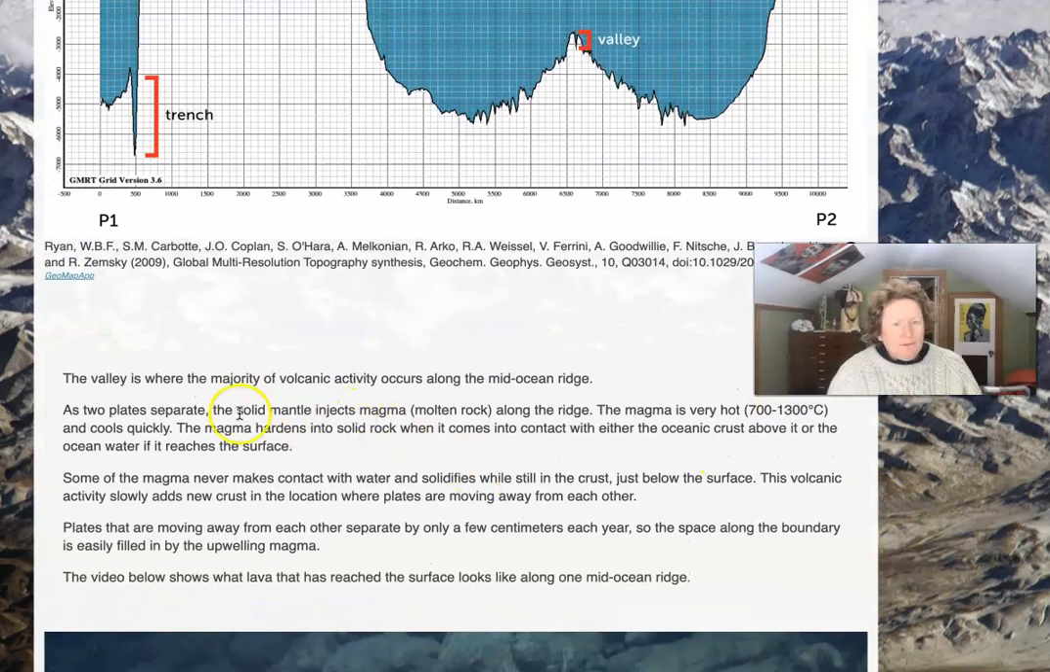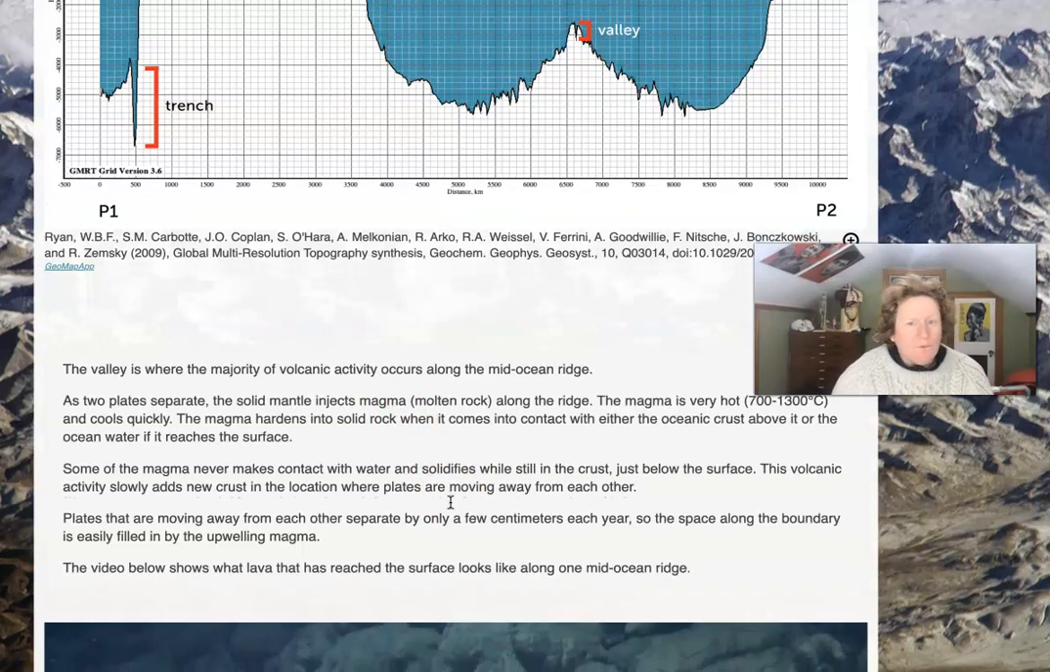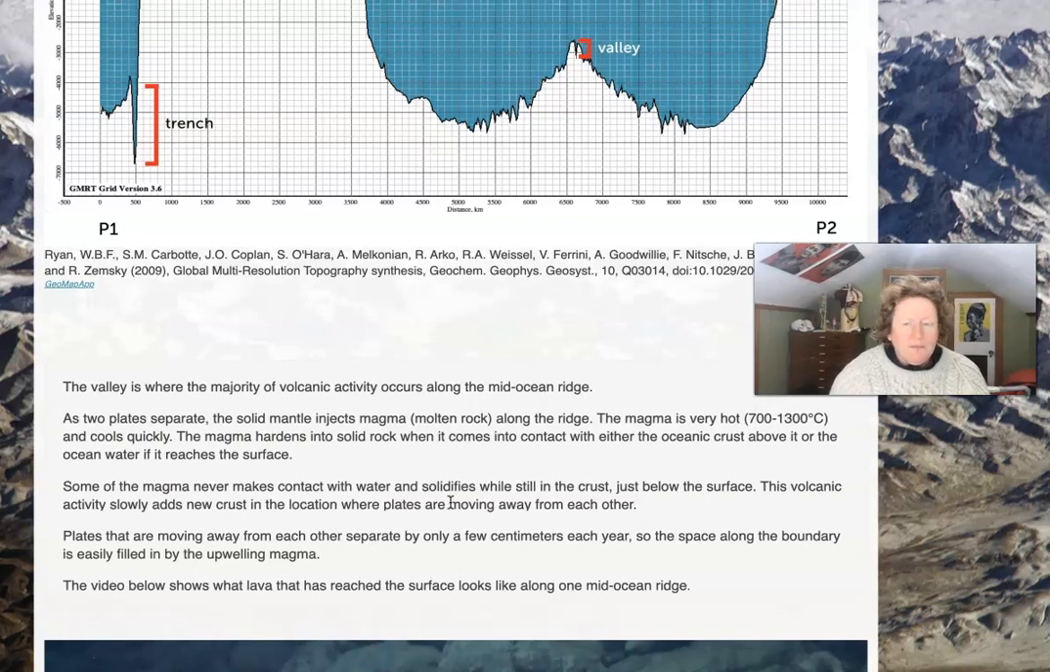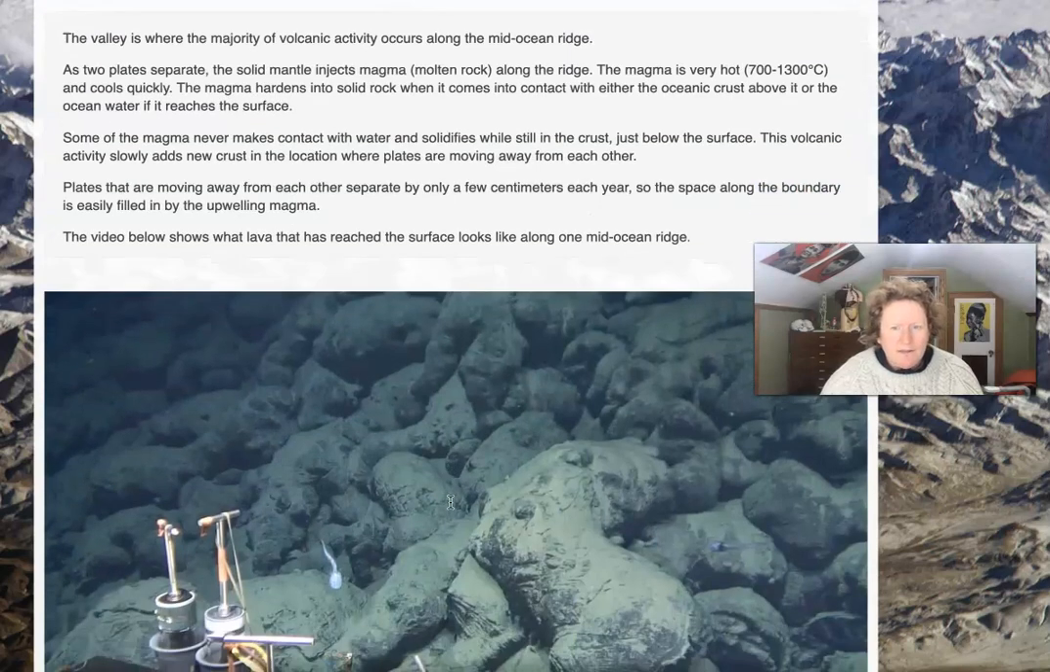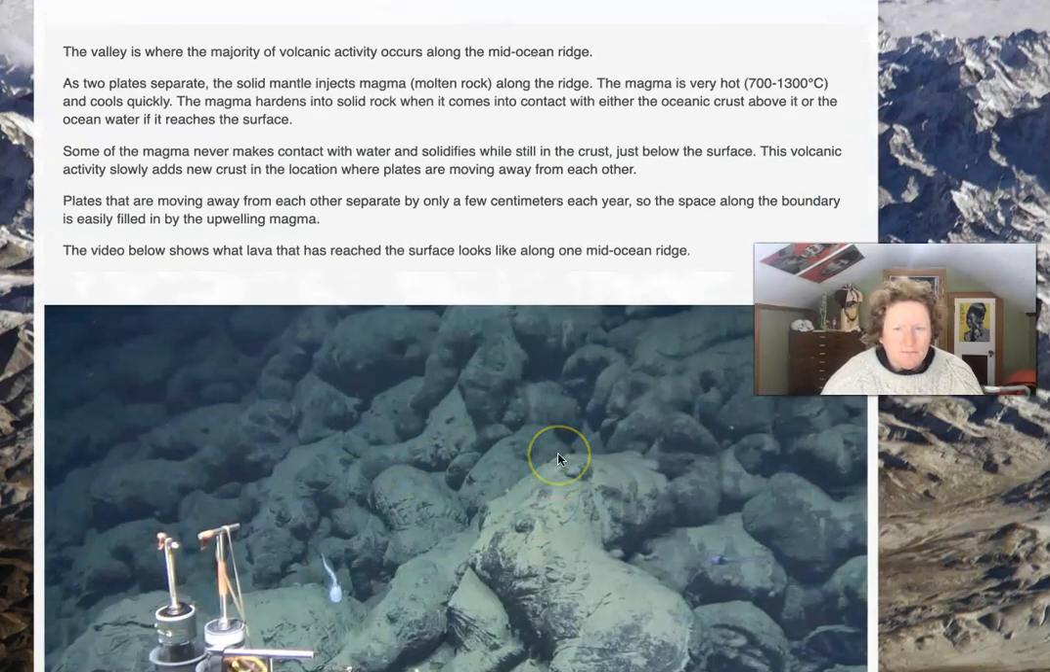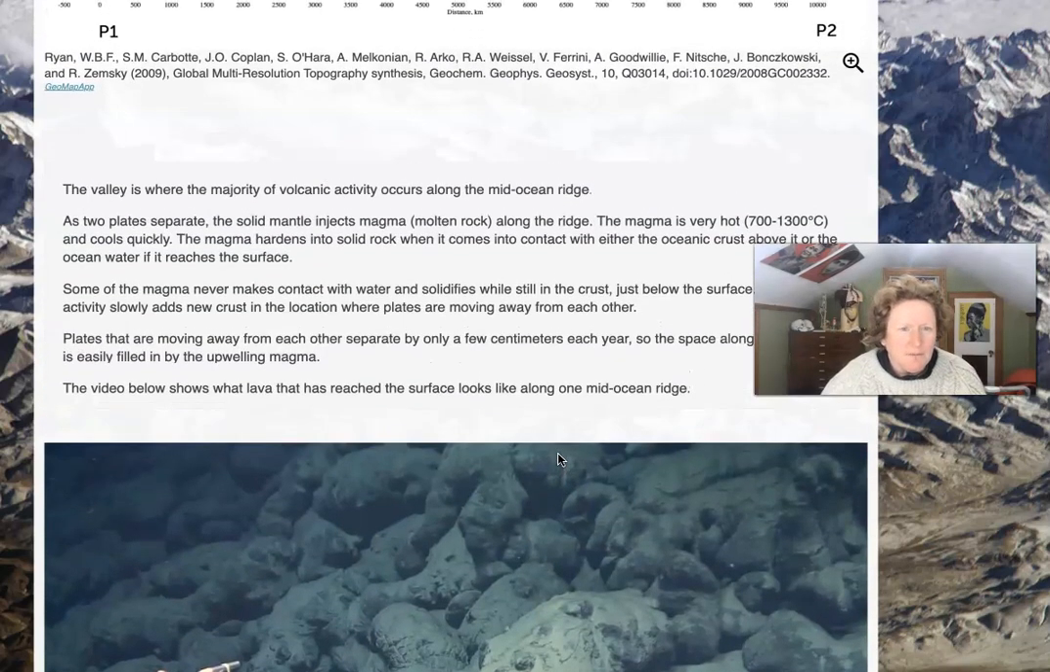The valley is where the majority of volcanic activity occurs along the Mid-ocean Ridge. As two plates separate, the solid mantle injects magma, molten rock, along the ridge. The magma is super hot, that's 700 to 1300 degrees Celsius, and cools quickly. The magma hardens into solid rock when it comes into contact with either oceanic crust above it or the ocean water when it reaches the surface. You can kind of see what the lava looks like. It looks kind of like a bunch of toothpaste to me.